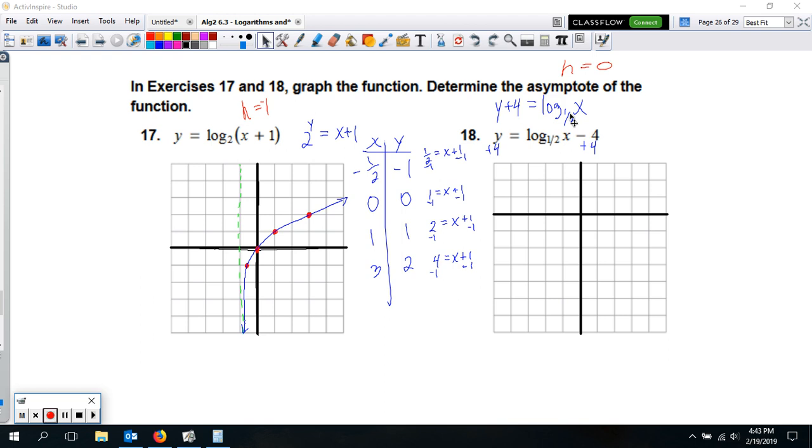And then from this point, we now can change this from the logarithm form to an exponential form. And I think that sometimes helps us get it a little bit easier if we change it from the log form to the exponential form as we're trying to plug in numbers. So to do that, we're going to see base is 1/2. The exponent is y plus 4. So 1/2 is the base, the exponent is y plus 4, and it's going to equal x.